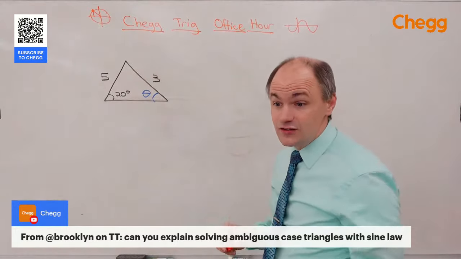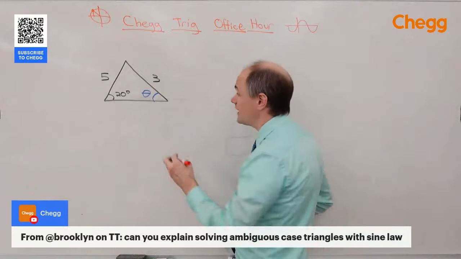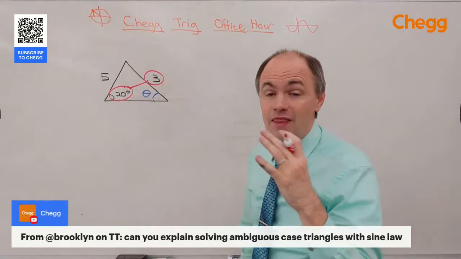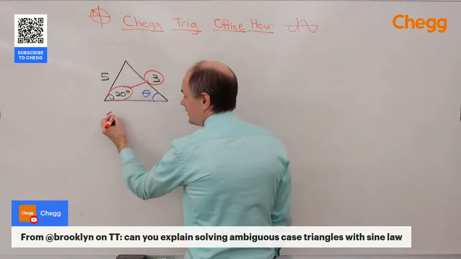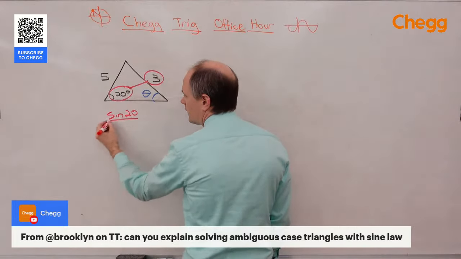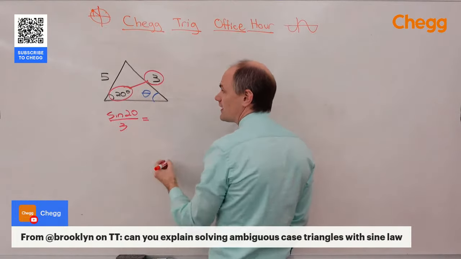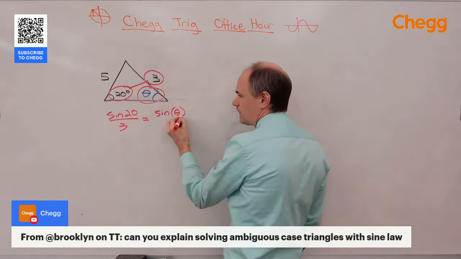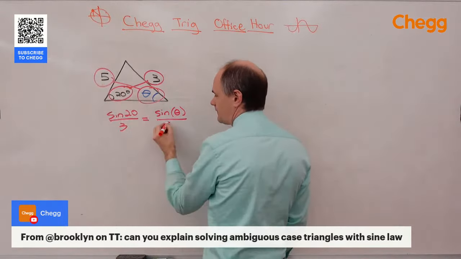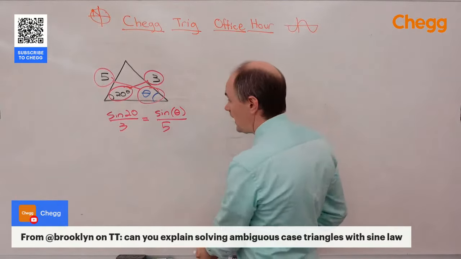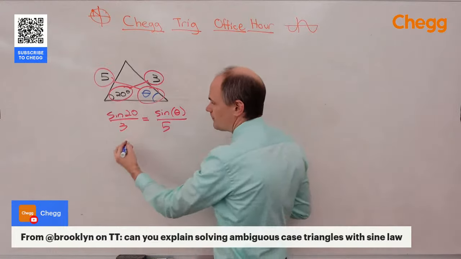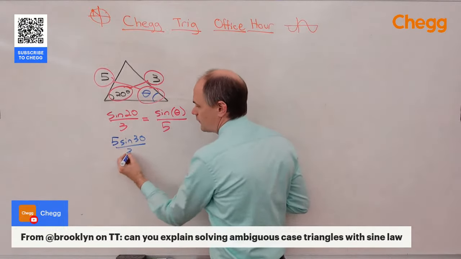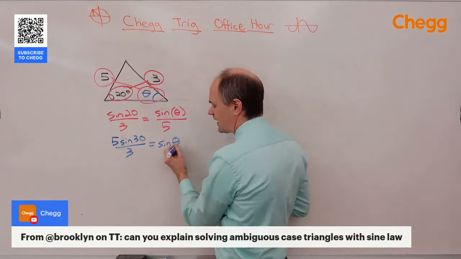Well, the law of sines, which we said earlier, says we can take any angle and its opposite side, and they should be proportional. If I take the sine of the angle and divide by the opposite side, that's going to be the sine of any other angle, and I divide by the opposite side. And this seems like all I have to do is multiply both sides by 5, and we get 5 sine of 30 over 3 is equal to the sine of theta.